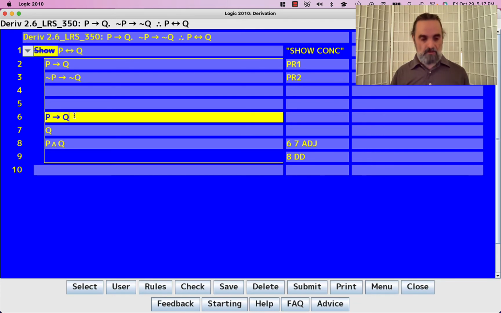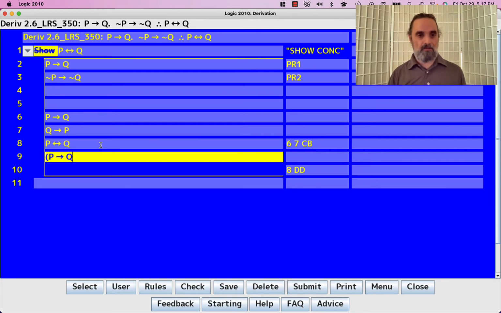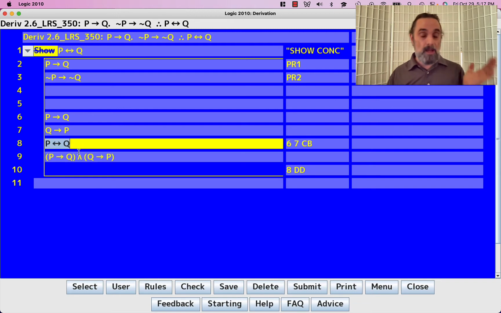We're going to get if P then Q, we're going to get if Q then P, and then instead of 6, 7, ADJ, we're going to do 6, 7, CB, using our rule that says when you have two conditionals, you can put them together into the biconditional. And that's because 8 is really actually just if P then Q and if Q then P. This biconditional is just a more compact way of saying this. It's an abbreviation. These two are, in fact, exactly equivalent. They always agree, always have the same truth value.